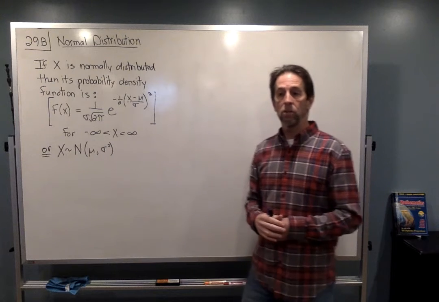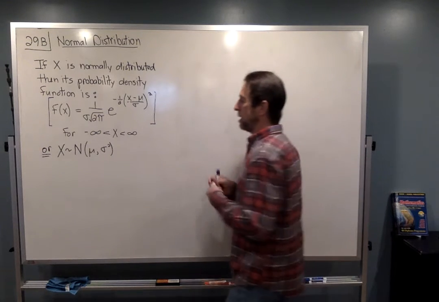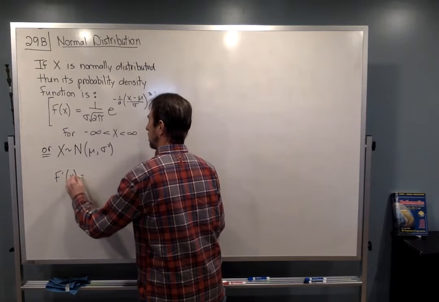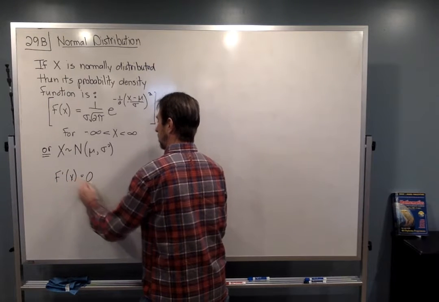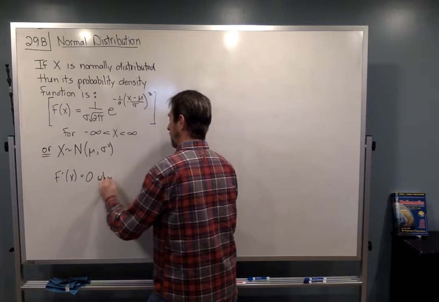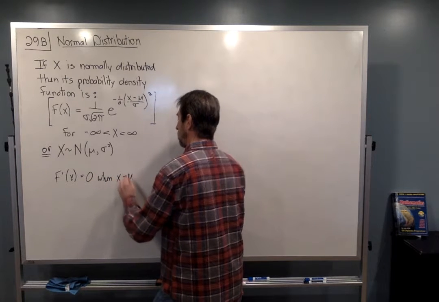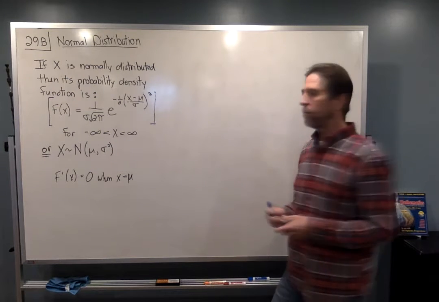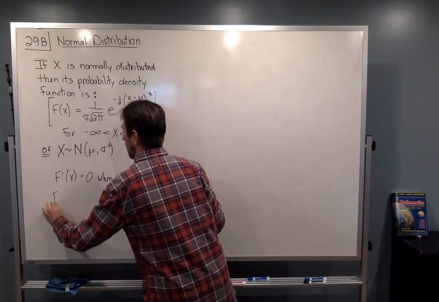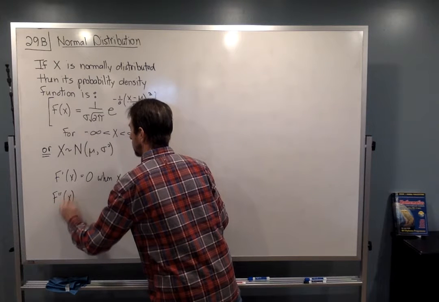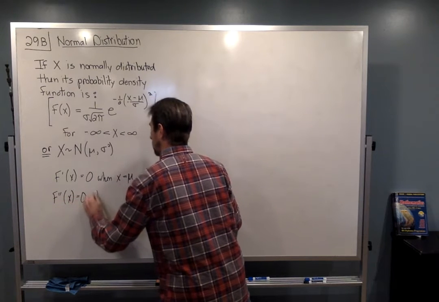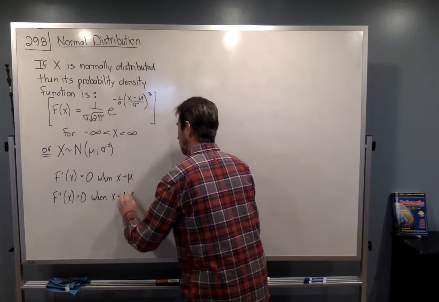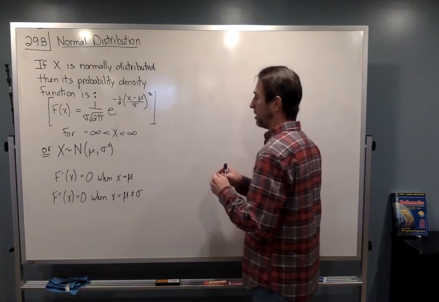Now, here are a few things in terms of calculus that we know about it. One is that f prime of x will have to be 0 when x equals mu, the average, which again makes sense. That's going to be that maximum value. F double prime of x equals 0 when x equals mu plus or minus sigma.